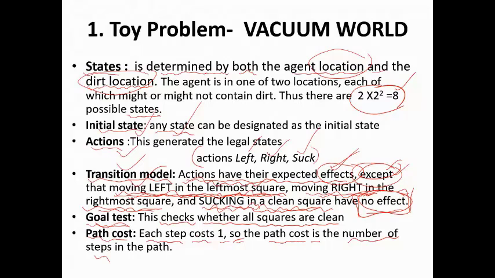That's all. The goal test checks whether all squares are cleaned or not. Remember, I told you it is a function that decides whether we found the solution, the target, or not. So true or false. If we reach the goal, then it is true. Finally we have got the solution. Otherwise, it will be false. The path cost is that each step the robot cleaner moves costs one. So the path cost is the number of steps in the path. As I told you, the path cost is a collection of the step costs.